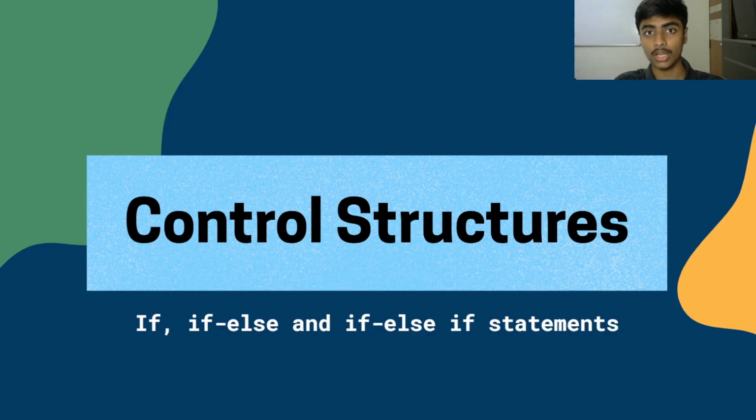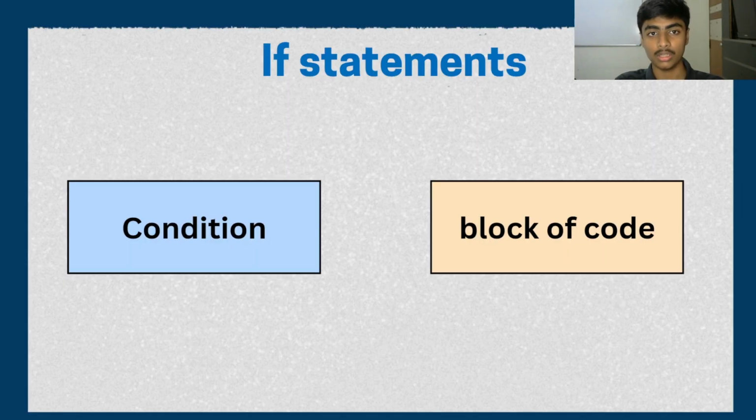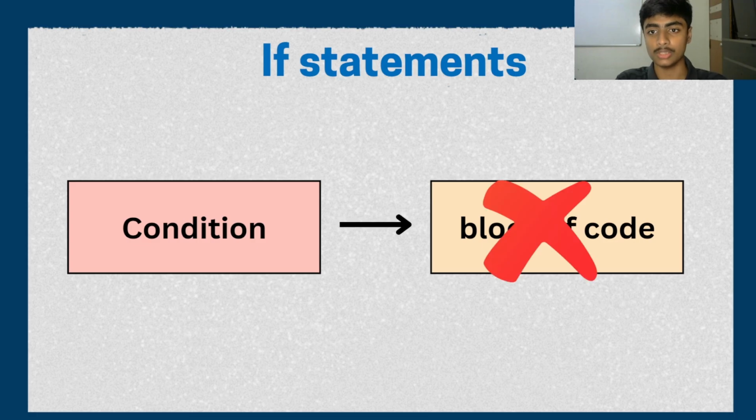The first thing we're going to take a look at is if statements. Now, if statements contain two important parts. It contains a condition and a block of code. An if statement is pretty simple. If a particular condition is true, it's going to execute a block of code. So in this case, if this condition is true, it's going to move on to and execute this block of code. However, if the condition was false, it will not execute this block of code. It just moves on to the rest of the program.